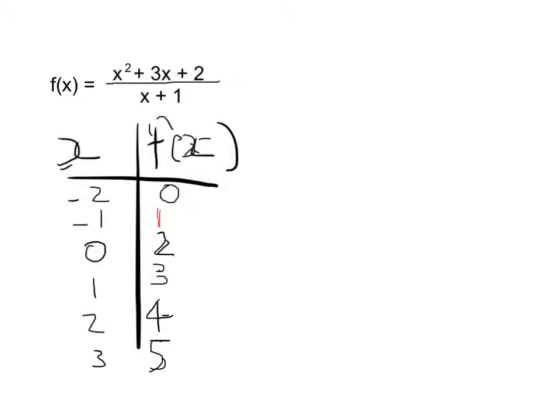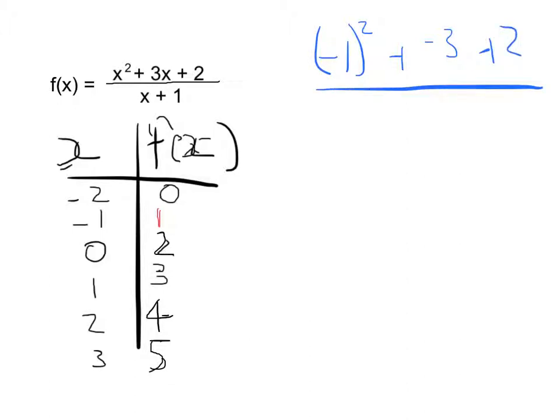So, if we put this in, we're going to end up with -1 squared plus 3 times -1, which is -3, plus 2, all divided by -1 plus 1. So we should get 1 minus 3, which is -2, plus 2 is 0, over 0. Now 0 over 0 is a bit of a tricky beast because it doesn't actually exist. This is undefined.